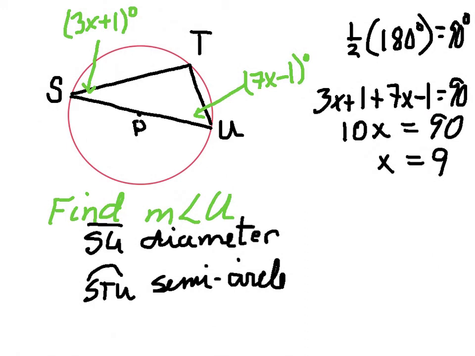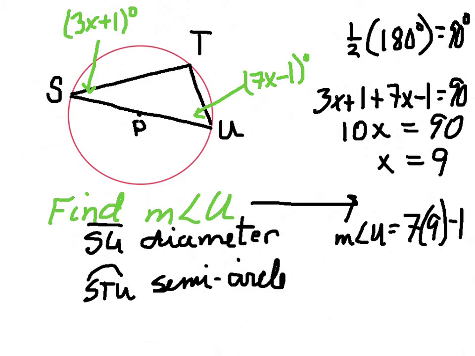And what do we want to solve for? The measure of angle U, and U is 7x minus 1, so the measure of angle U is equal to 7 times 9 minus 1, which is 63 minus 1, or 62 degrees. Okay, so that ends our video on inscribed angles.